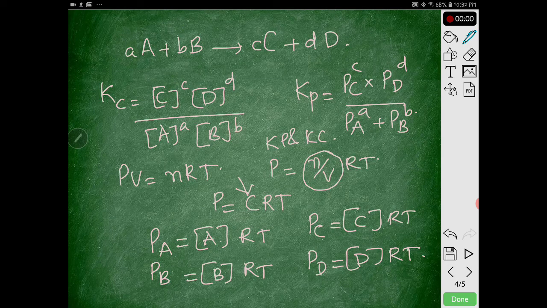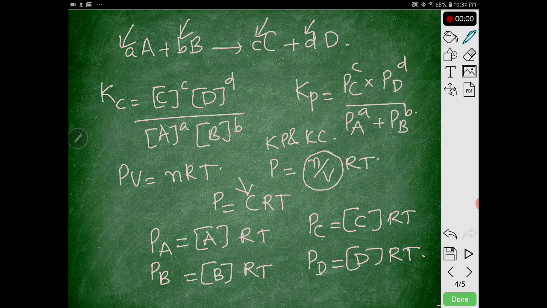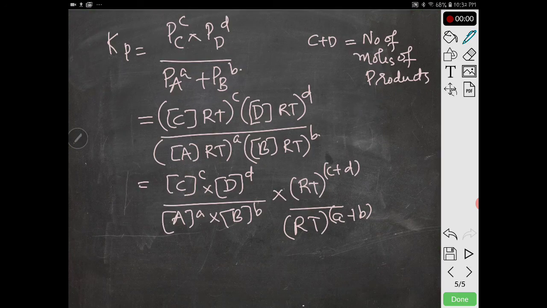This is the equation. So a plus b is the number of moles of reactants. c plus d is the number of moles of product. c plus d is the number of moles of product, a plus b is the number of moles of reactants.